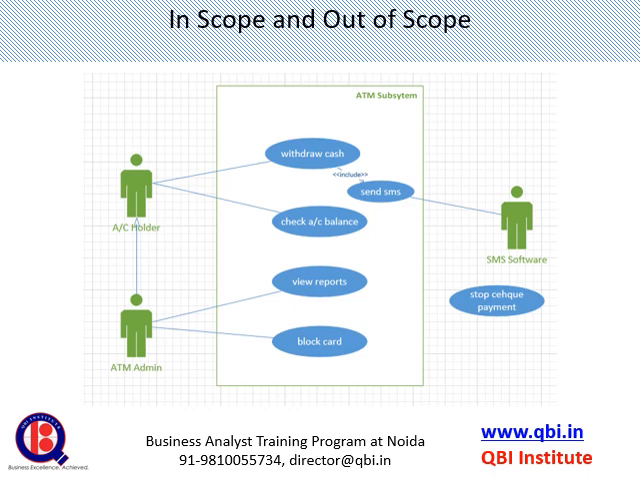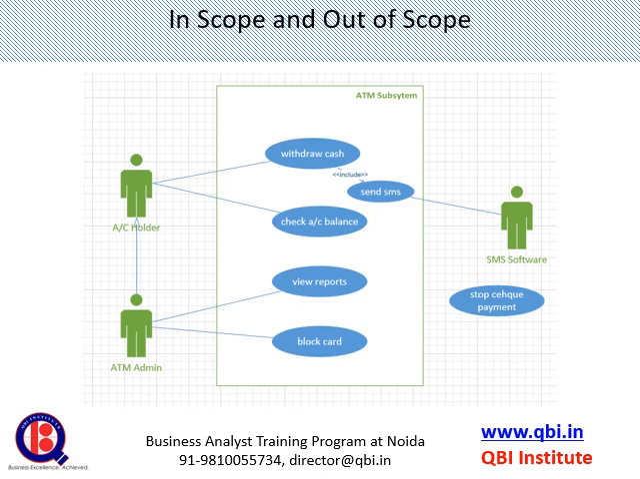Modeling in-scope and out-of-scope use cases. As you can see here in this diagram, there is one use case which is shown outside the system boundary, which is stop check payment. Other use cases like withdraw cash, send SMS, check account balance, view reports, and block card are shown inside the system boundary, or within the rectangle.